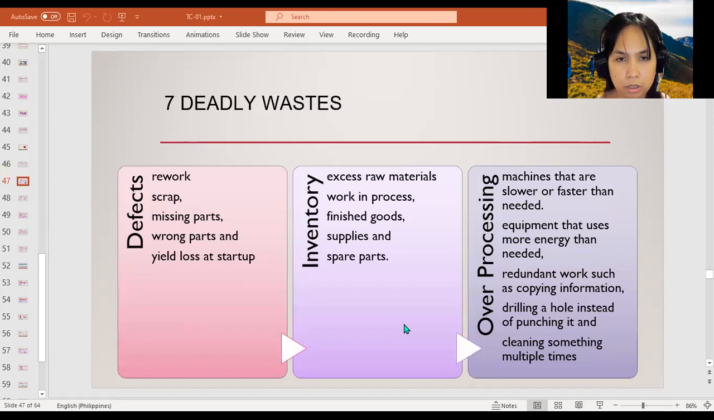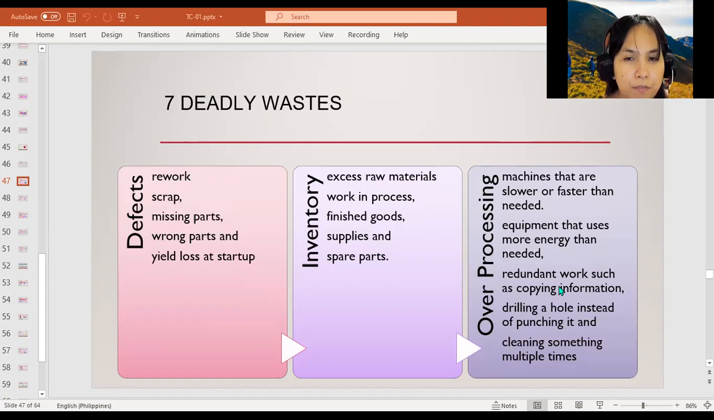Now going over to over processing. It's when something is designed in such a way that uses more resources, such as space, energy, or people, than is truly required. Sort of like using a sledgehammer to smash a peanut, as they say. This waste is apparently the hardest to understand and also to see, since the most common root cause is a lack of understanding of the customer needs.